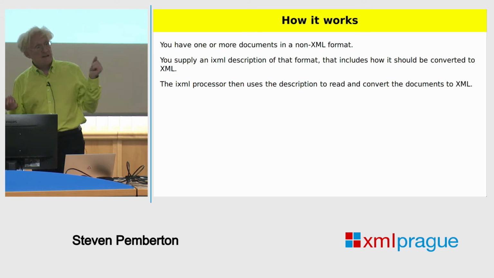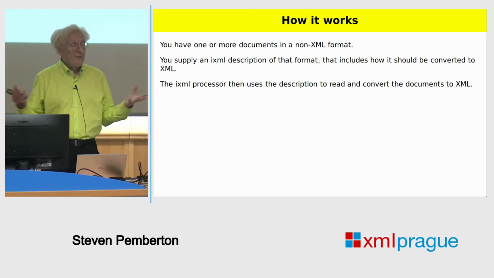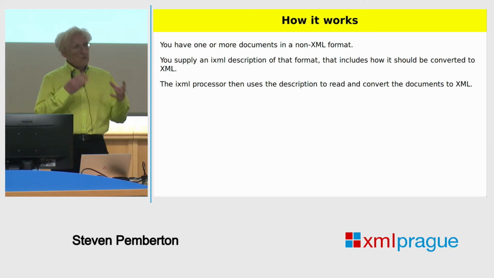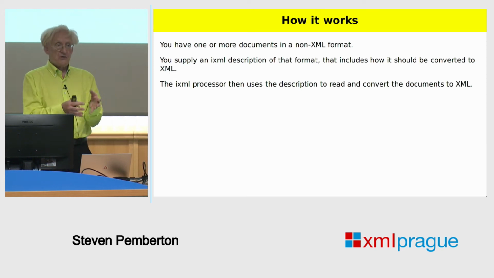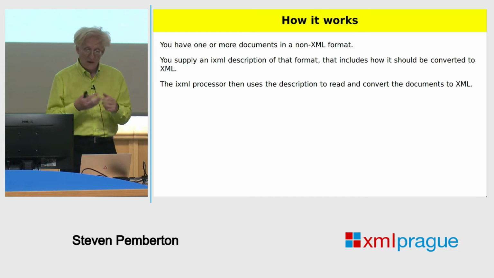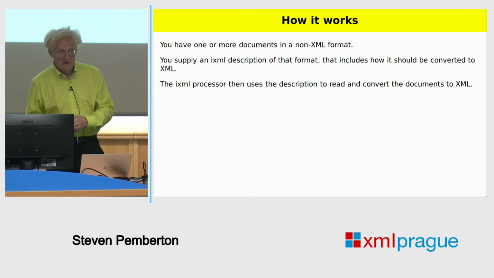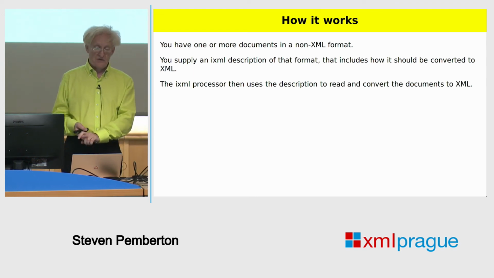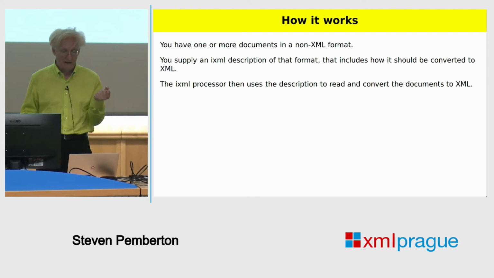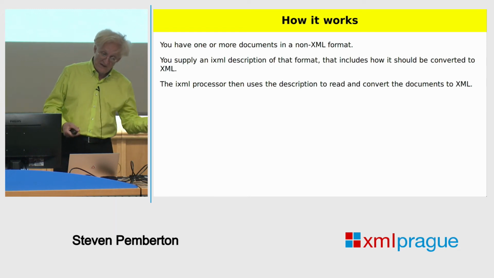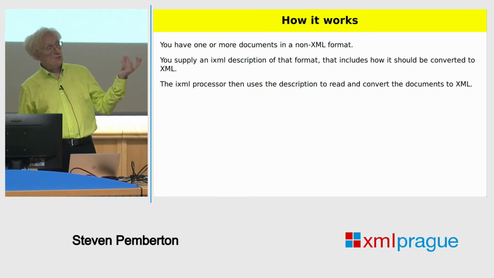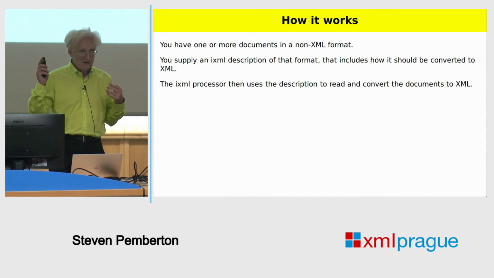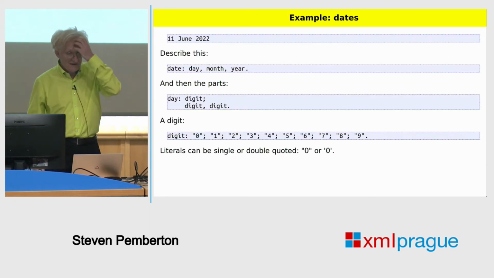So how does Ixml work? You have one or more documents, essentially in a non-XML format. You supply an Ixml description of the format that it's in, and that can include details of how it should be converted to XML, as you will have seen yesterday. And then the Ixml processor uses the description to read and convert that document to XML. So we'll dive straight in.